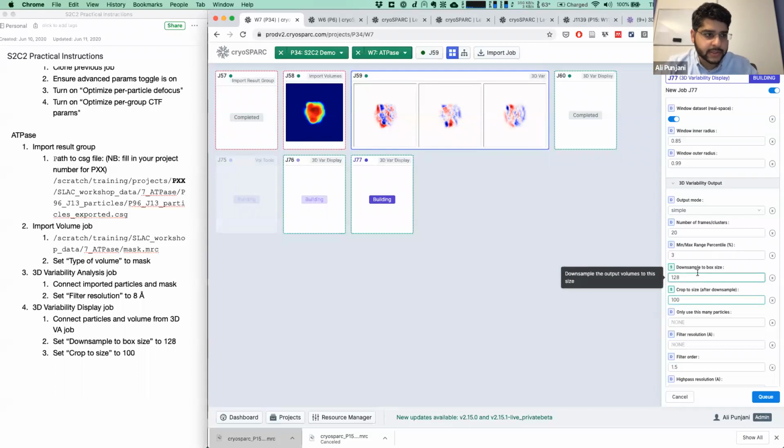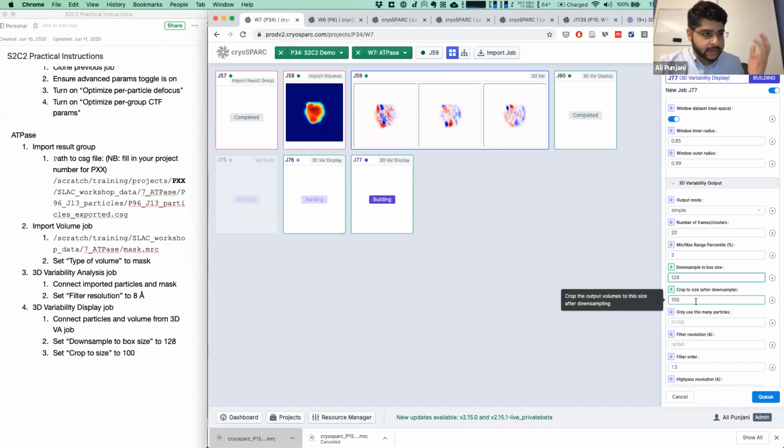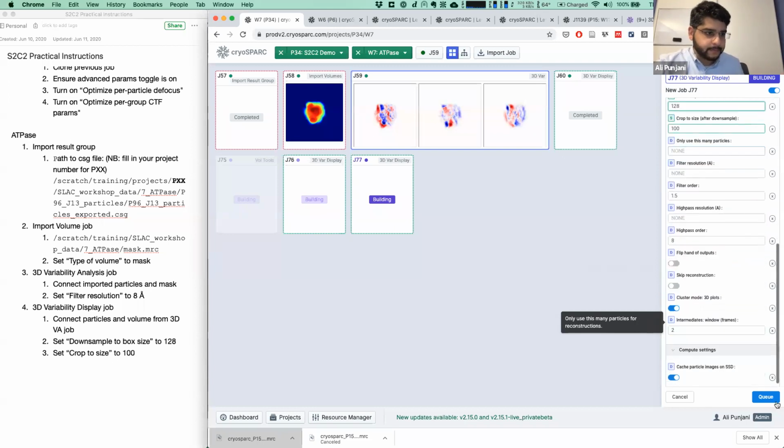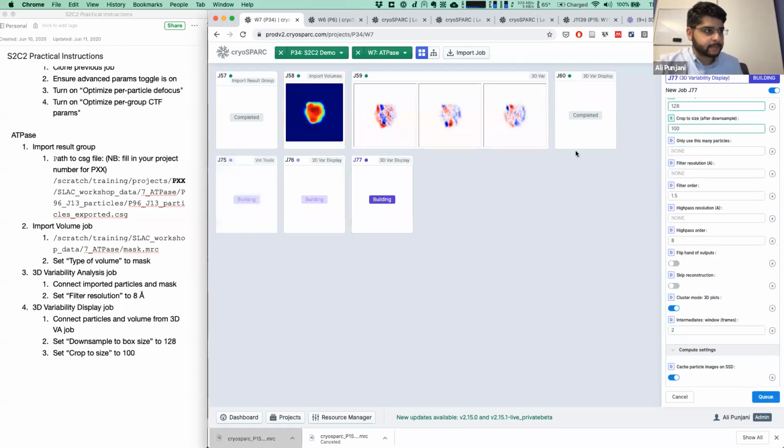The reason we're doing this is because this job is going to create a series of volumes, and the space required for those can be very large if you leave the box size really big. But we know that we're not looking at this structure at better than 8 angstroms-ish, since that's the parameter that we applied before. So we don't need the full resolution of the data, nor do we need to keep all the extra white space around the protein. So if we crop the box down to a size of 100, we'll save a lot of space in our final results. So you can go ahead and queue that job.